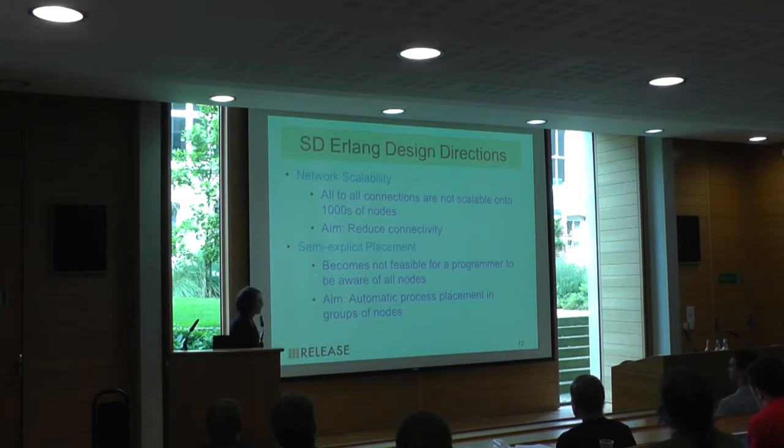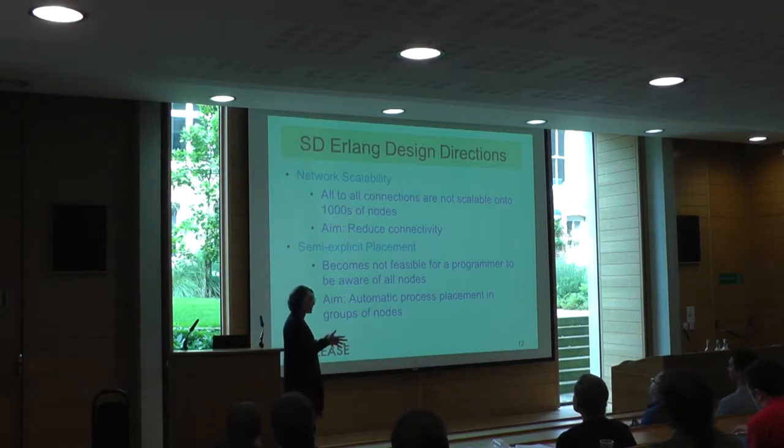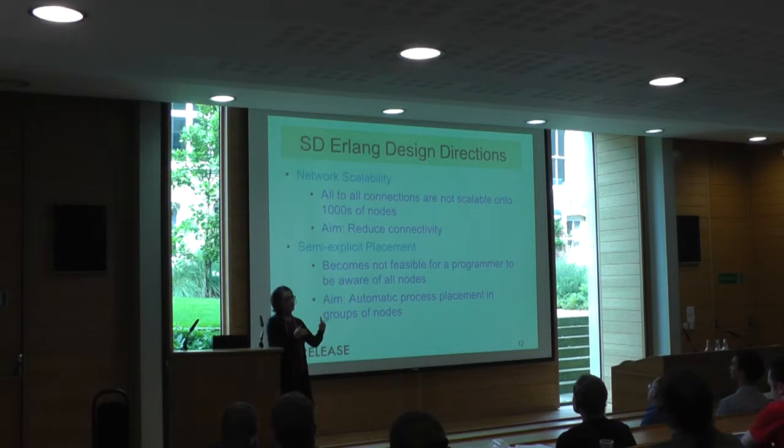So the Erlang design has 2 directions. The first one is that we want to restrict the connections because we have a problem there. And also, we want to have some explicit placement. We don't go to implicit placement directly, but we think that it's better to take one step at a time. So from explicit placement, we go to semi-explicit placement.